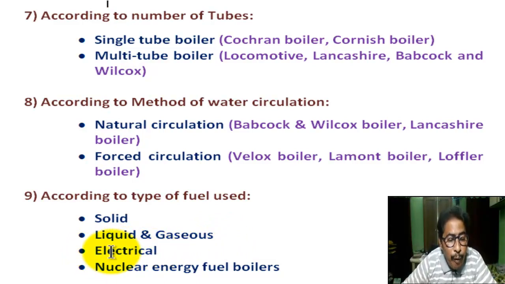Next, electric boiler. A boiler in which electrical energy is used for generation of heat is called electrical energy boiler. Next, nuclear energy fuel boiler. A boiler in which nuclear energy is used for generation of heat is called nuclear energy fuel boiler.